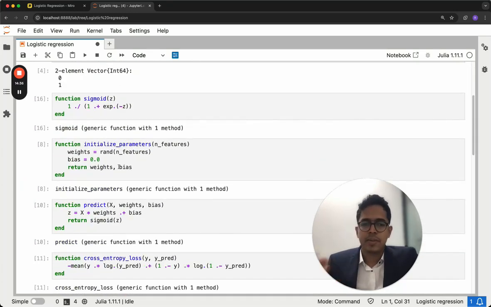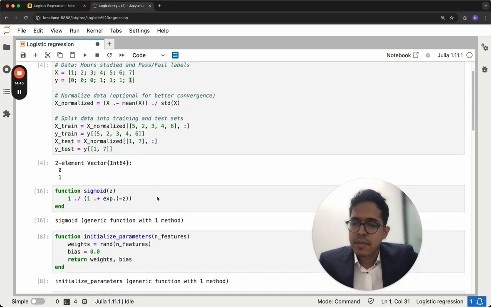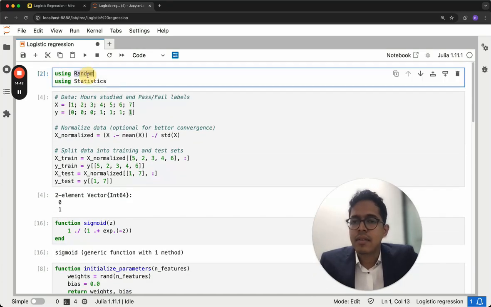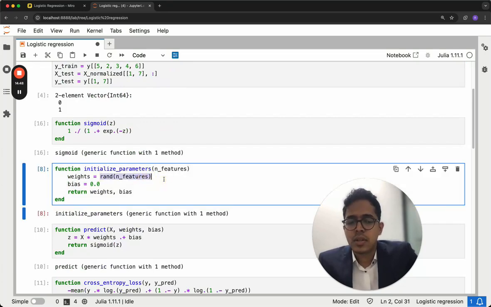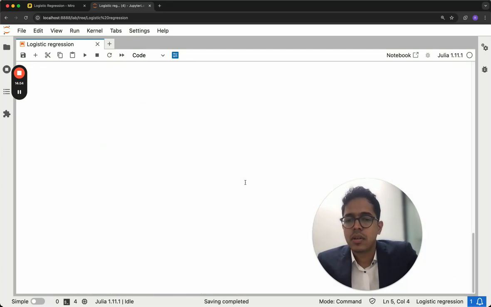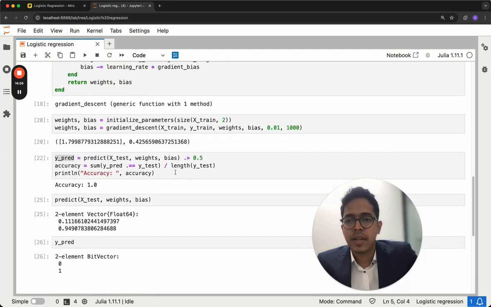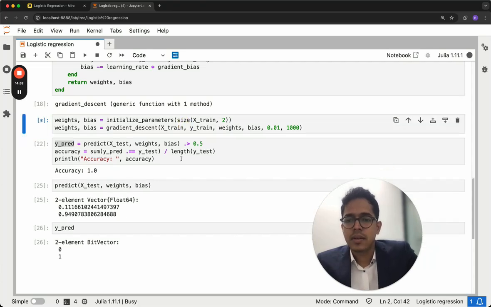This is completely from scratch. We did not use any module. Actually, I don't even think we need this rand. We can probably initialize this to be just zeros. How about this? This also might very well work. Let's see.